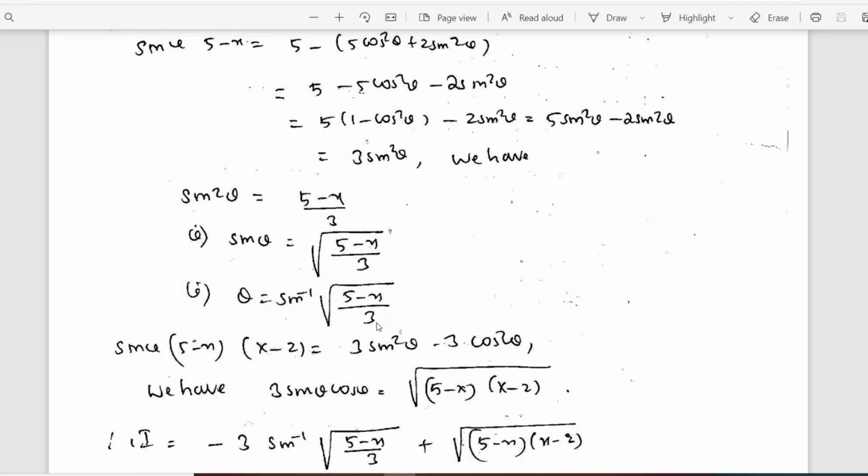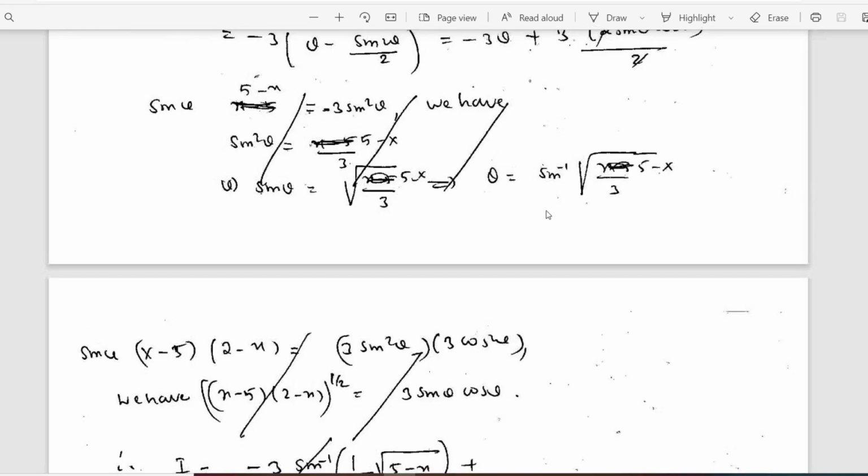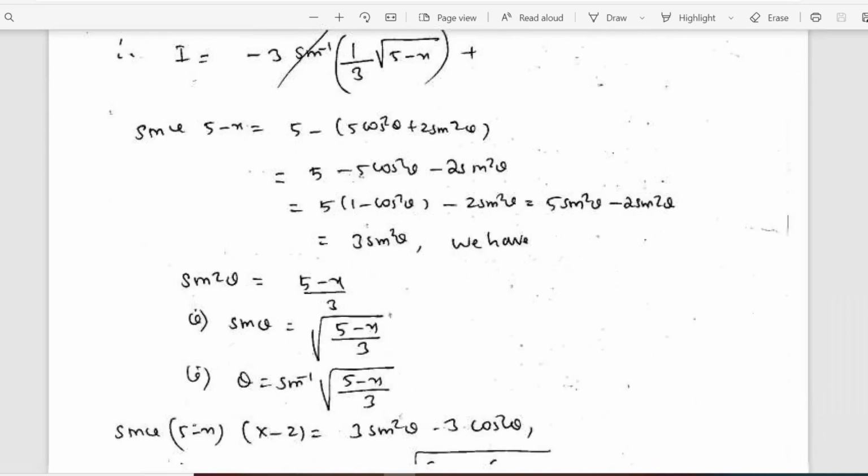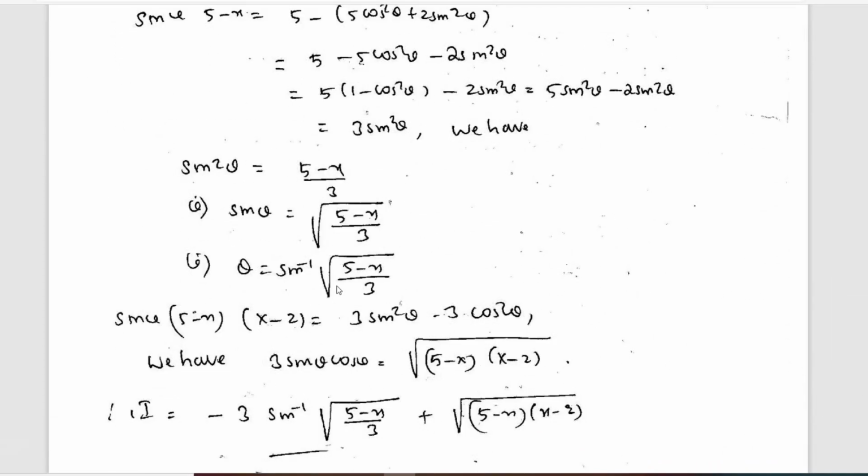From this I can get the value of sin square theta and sin theta and hence theta. Theta is sin inverse of square root of 5 minus x by 3. What is the answer here in terms of theta? In terms of theta, this is the result. Minus 3 theta plus theta into sin theta cos theta. So we need to find the values of theta, sin theta, cos theta. We have got the value of theta.